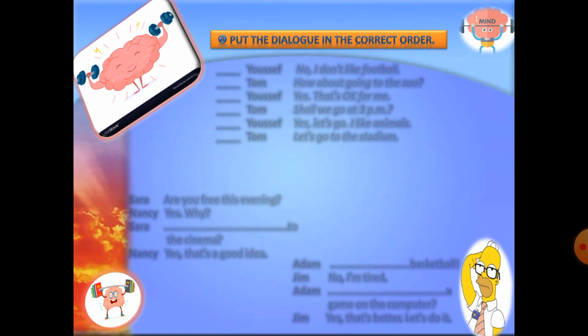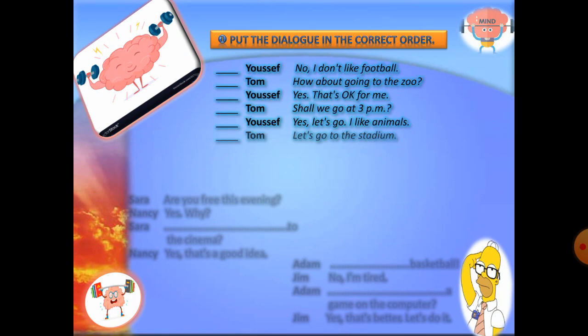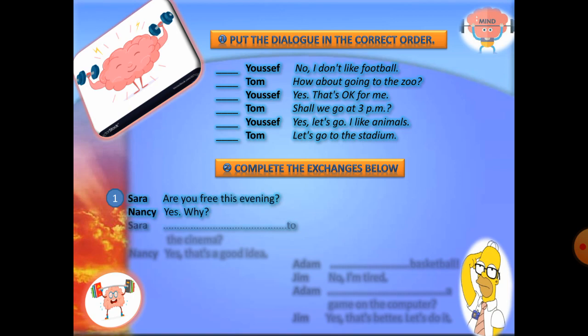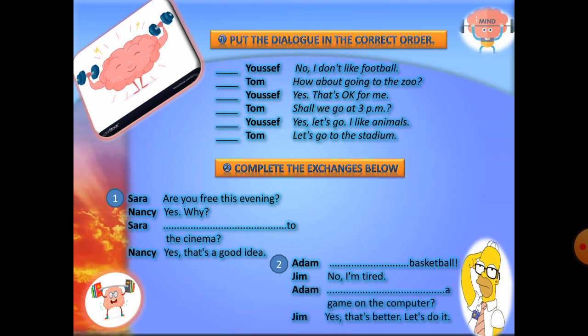Next, time for some brain workout or mind workout. Task number one, put the dialogue in the correct order. Here we have Yusuf and Tom, and we are going to write number 1, 2, 3, 4, 5, and 6. Task number two, complete the exchanges below. As far as we are talking about suggestion, we have Sarah and Nancy, so we are going to complete this exchange between Sarah and Nancy. Number two, we have Adam and Jim. So we are going to complete this dialogue between Adam and Jim. That's a kind of homework for you guys. I think you are going to enjoy it.